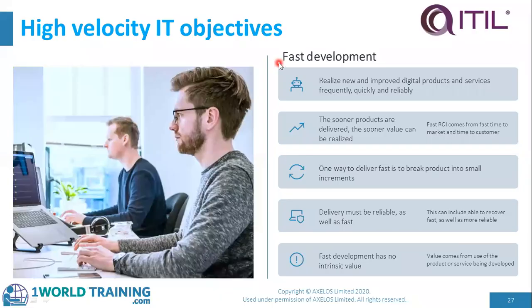The next objective is fast development. As the name indicates, it's about realizing new and improved digital products and services frequently, quickly, and reliably. The sooner products are delivered, the sooner value can be realized. Fast return on investment comes from fast time to market and time to customer. One way to deliver fast is to break products into small increments and work in an agile way. Frequent iterative delivery. That is, delivery must be reliable as well as fast.